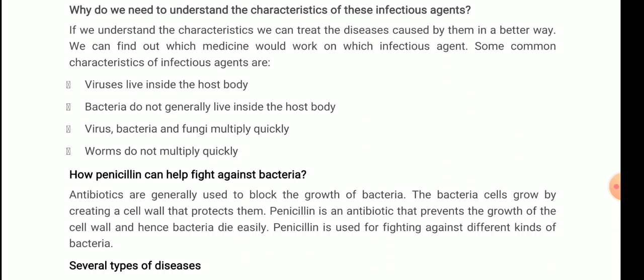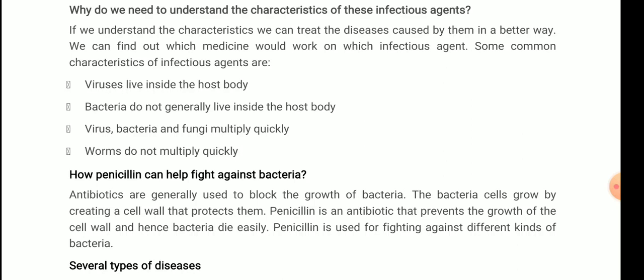If you go back to the chapter Fundamental Unit of Life, I told you the cell wall is thick, it protects the cell from external harmful conditions. So for a bacteria, these antibiotics are harmful conditions. They are not useful conditions, so they need to protect themselves. So how will they protect themselves? By a cell wall. So the bacteria cell grows by creating a cell wall that protects them. Penicillin is an antibiotic that prevents the growth of the cell wall, and hence bacteria die easily.